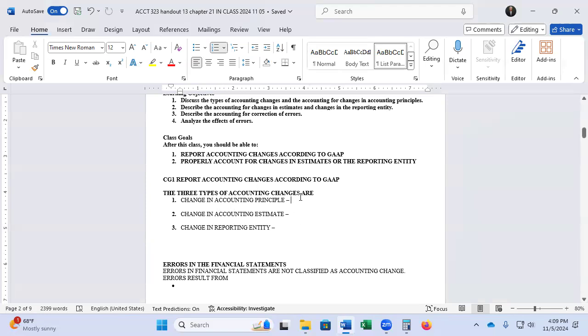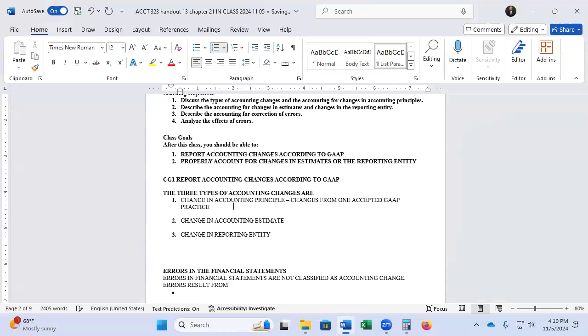So there are 3 types of accounting change. The first one would be a change in accounting principle, which changes from one accepted GAAP practice to another.